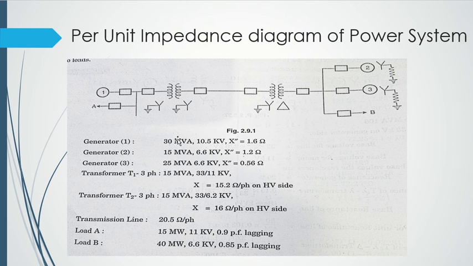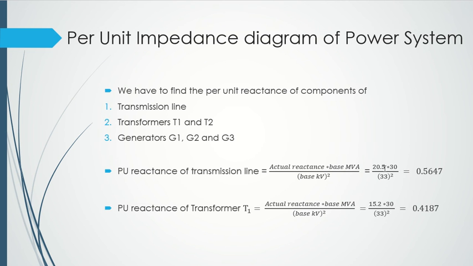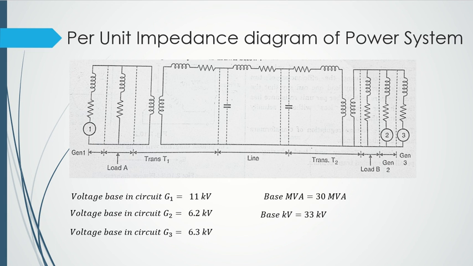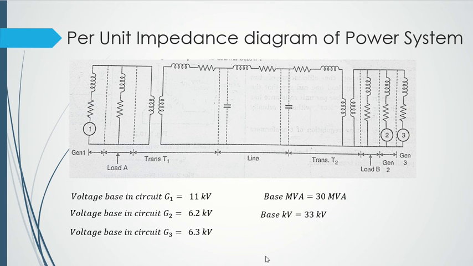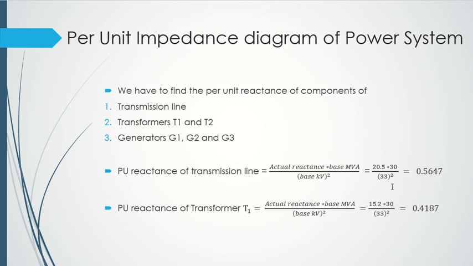The actual reactance of my transmission line, see here, is 20.5 ohm per phase. So we take 20.5 and multiply it with the base MVA. What did we take as the base MVA? We took 30 MVA, so we multiply with 30, and the base kV we have is 33. We take the square of the base kV in the denominator, and by doing the calculation, the value I get is 0.5647. So that will be the per unit reactance of my transmission line.